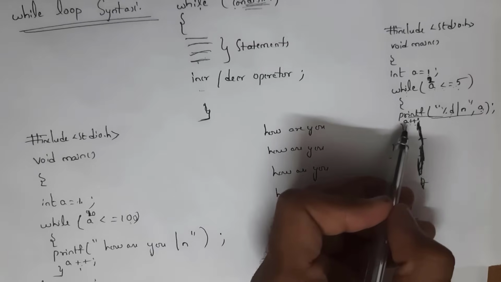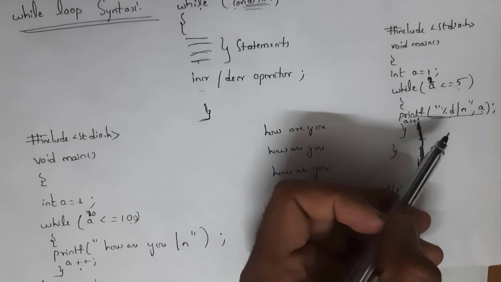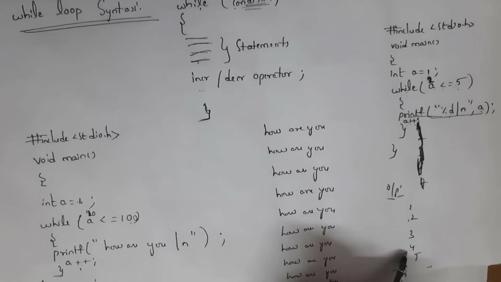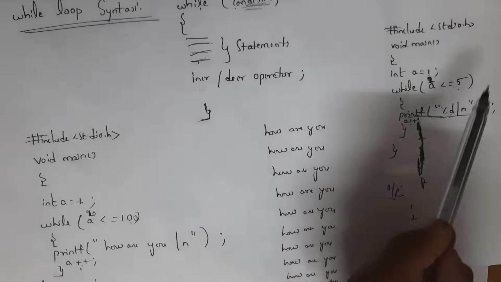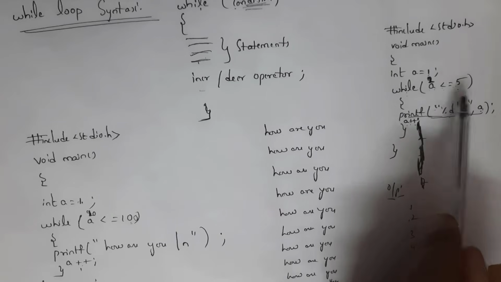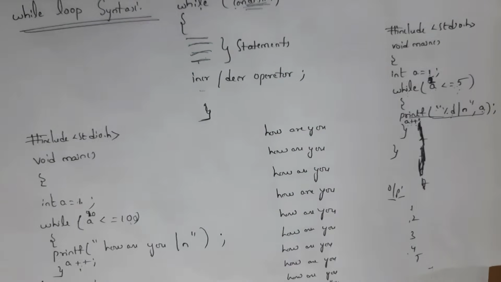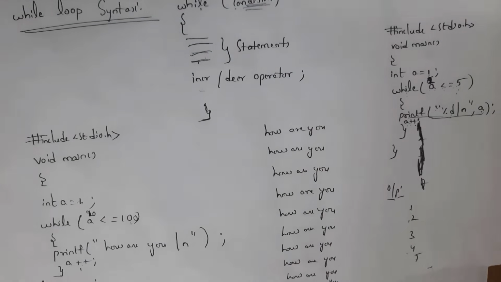And again it will increment the value to 3. 3 is less than 5, so it will print 3. Again it will increment the value to 4. 4 is less than 5, so it will print 4. And again it will increment the value to 5. 5 is equal to 5, the condition is satisfied, so I will get output 5. Again it will increment the value to 6. 6 is not less than or equal to 5, 6 is greater than 5, so it will break the while loop.